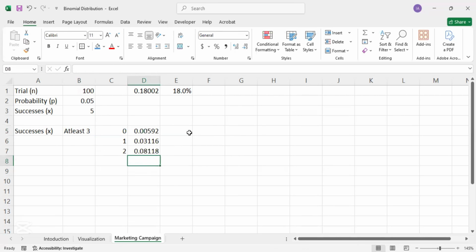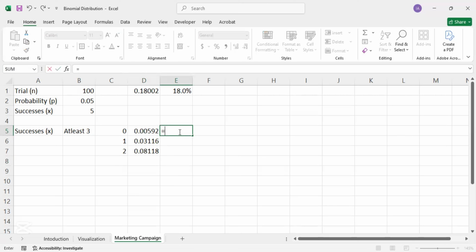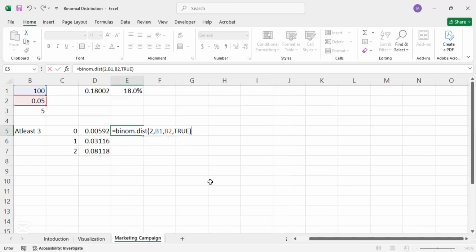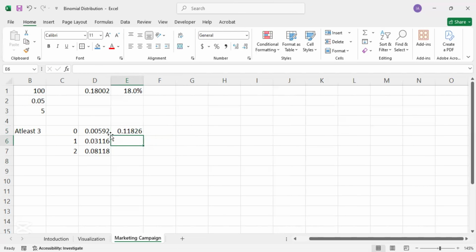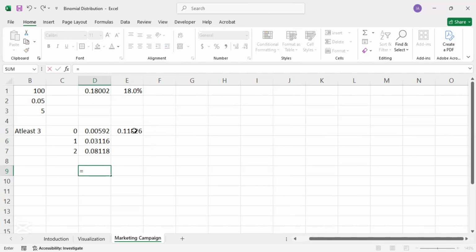So let's calculate it using at least 3. Let's use TRUE and see. What you would do directly is calculate it this way: equals BINOM.DIST, the number is 2, because for at least 3 we use 2. Comma, the trial is 100, comma, the probability is 0.05, comma, and the cumulative we want to say TRUE. Close the parentheses and hit enter. We have 0.11826. If we add these up, will it give us the same thing? Let's try. Equals SUM, open parentheses, put in this range and hit enter. You can see it gives us the same thing.